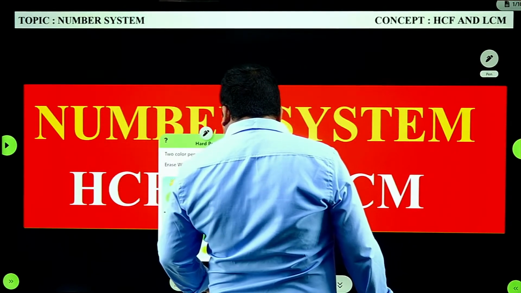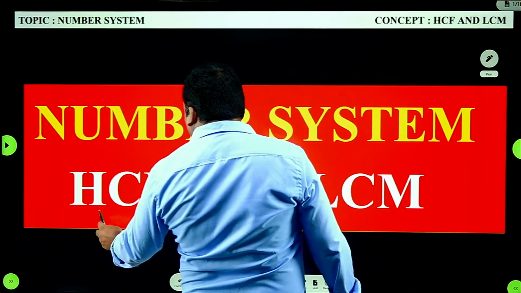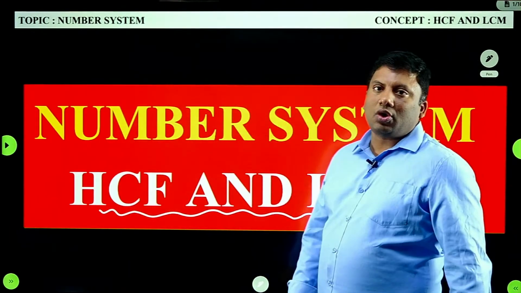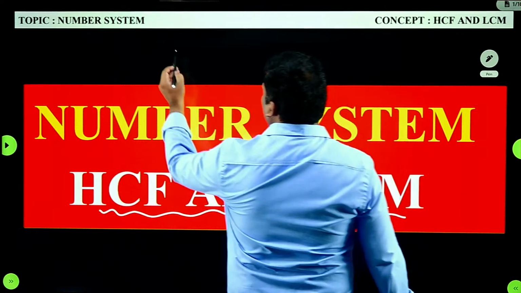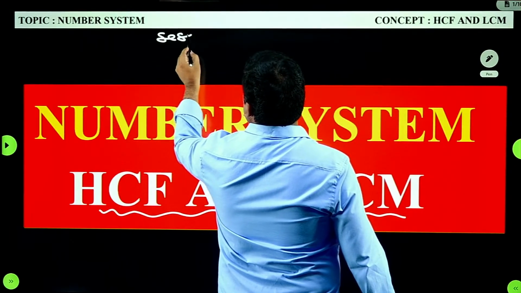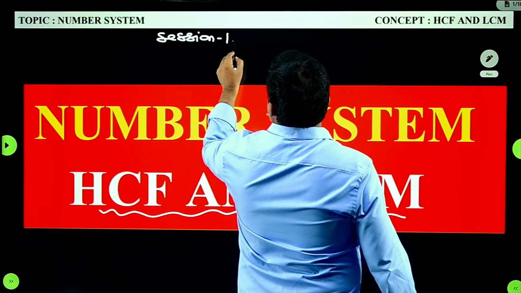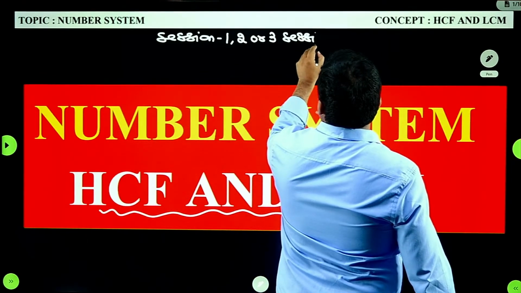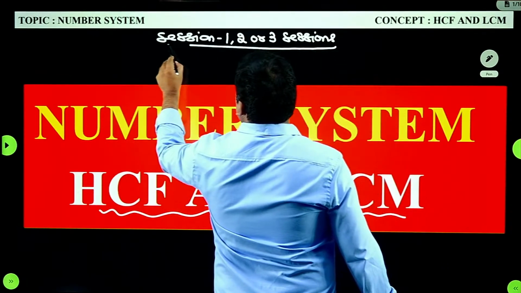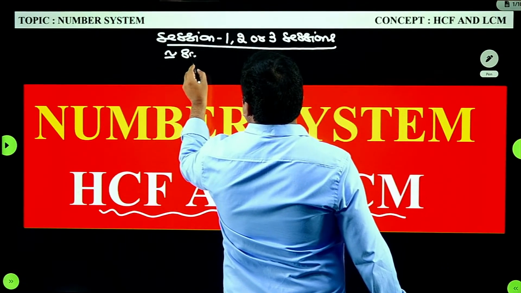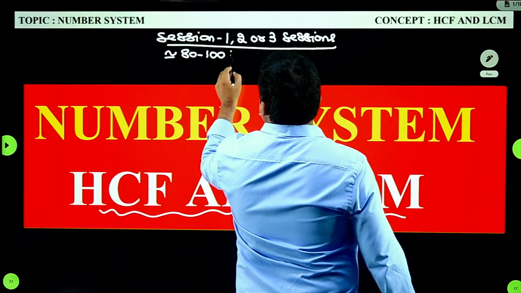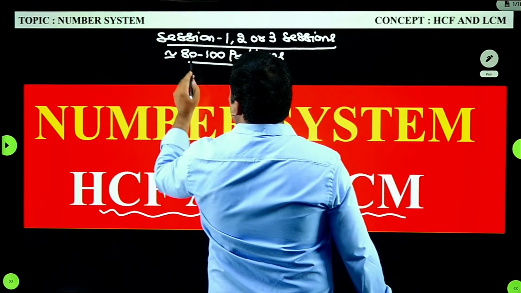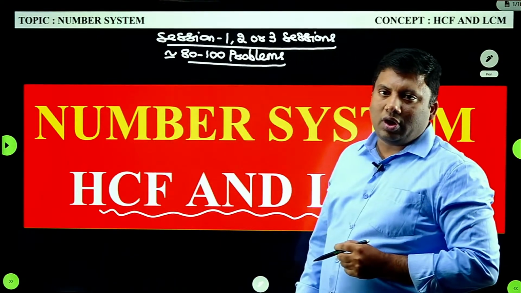A lot of unique ways of solving we are going to see. Today's topic of discussion will be LCM and HCF. Probably in 2 or 3 sessions I will complete LCM and HCF. Total number of problems I wish to solve is close to 80 to 100 problems. Each and every problem will try to cover one model, across sessions 1, 2 and 3.